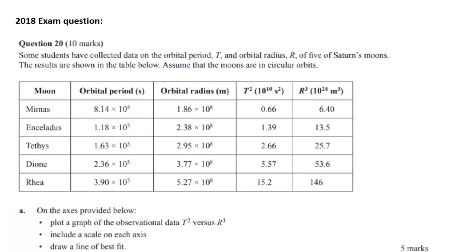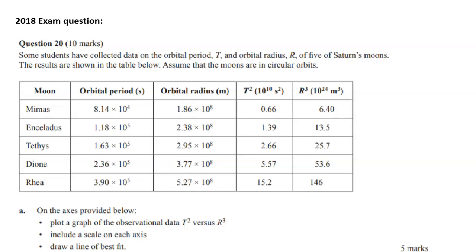Okay, a critical question that you need to be able to do here, and we've spoken about this quite a lot. This is one of those graphing questions, and you need to be extraordinarily careful. A lot of things you need to do correctly to get the marks here. So some students have collected some data on the orbital period t and the orbital radius. They're using capital R here, that's fine. Of 5 of Saturn's moons. The results are shown in the table below. Assume that the moons are in circular orbits.